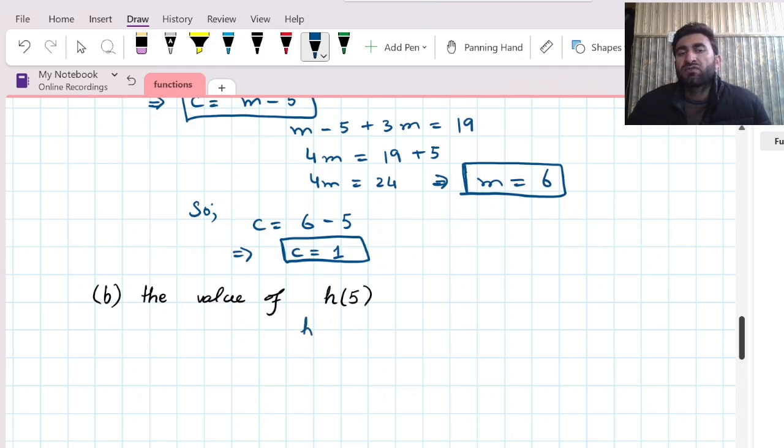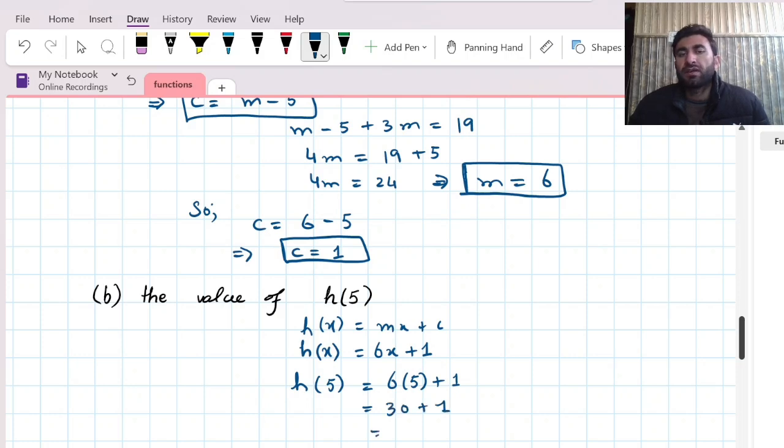Now we know that h of x was mx plus c, where m is 6, replace it, and c is 1, so that is now h of x. But we need h of 5, that means we have to replace x with 5, so it will be 6 times 5 plus 1, it will be 30 plus 1 equals 31. So h of 5 is equal to 31, which means that the image of 5 under h is 31.